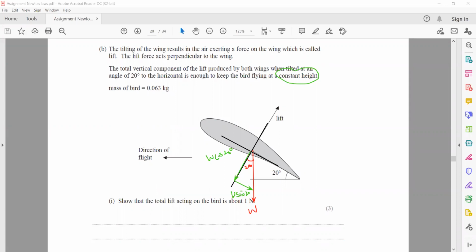The mass of the bird is given, the gravity is 9.81. So we can simply say that L equals W cos 20. And if W equals mg, then mg cos 20 equals the lift. m is the mass of the bird in kilograms, which is 0.063, g is gravity 9.81, and cos 20. When we solve, we get the lift, which is about 0.66 Newton. Is it clear?